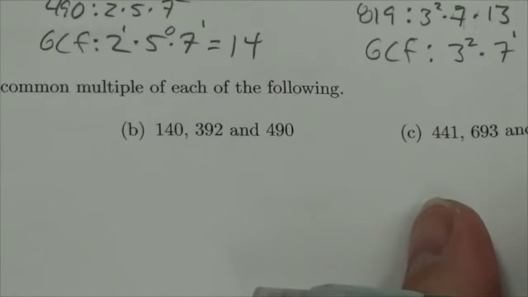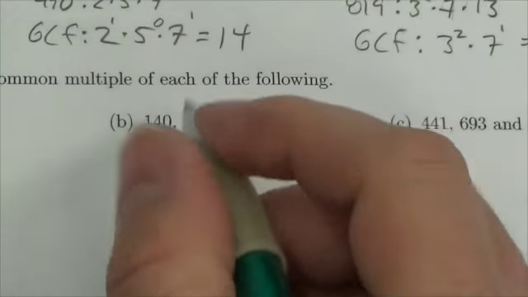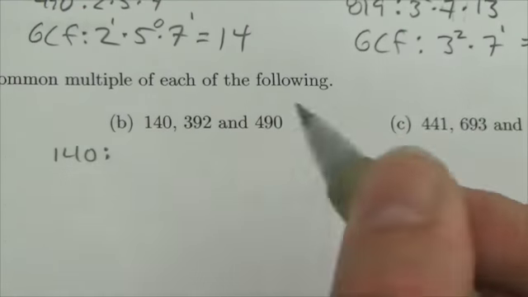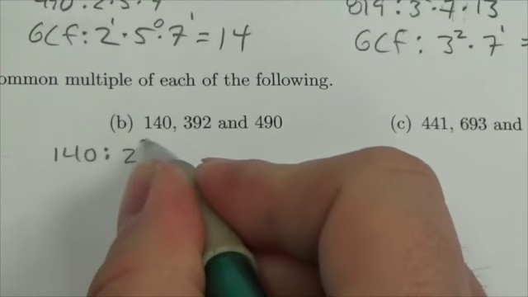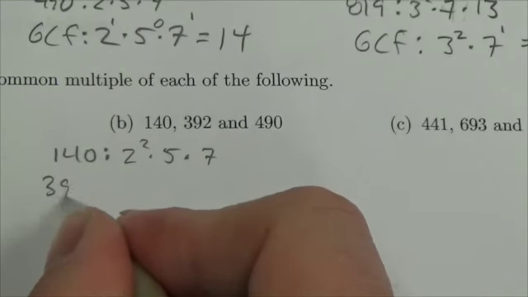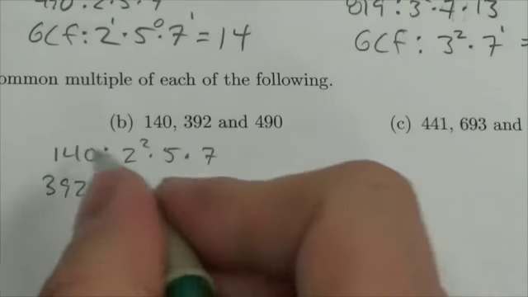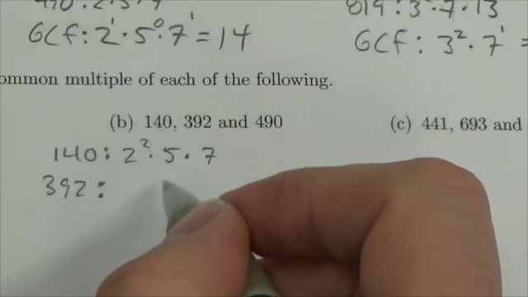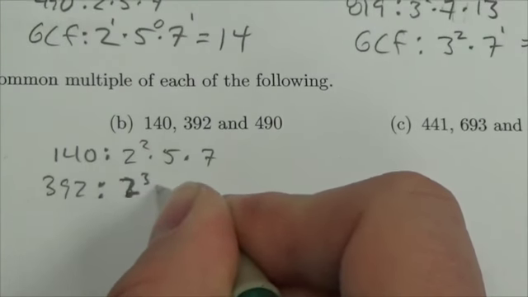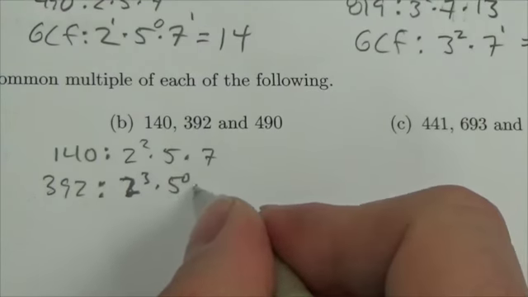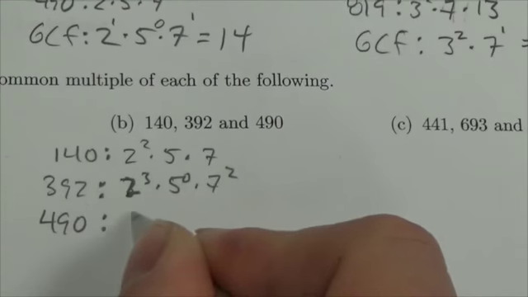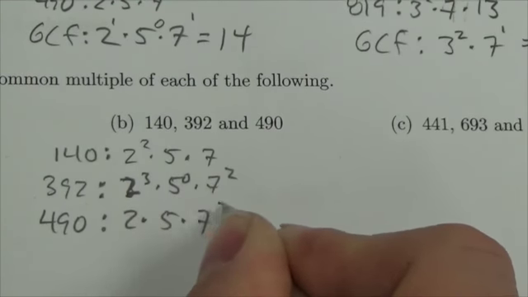Take a look over here for this next one. I already know from the previous question that 140 is 2 squared times 5 times 7. And 392, in this case I included the factor that didn't exist, so I wrote it as 2 cubed times 5 to the 0, as in the previous question, times 7 squared. And then 490 is 2 times 5 times 7 squared.